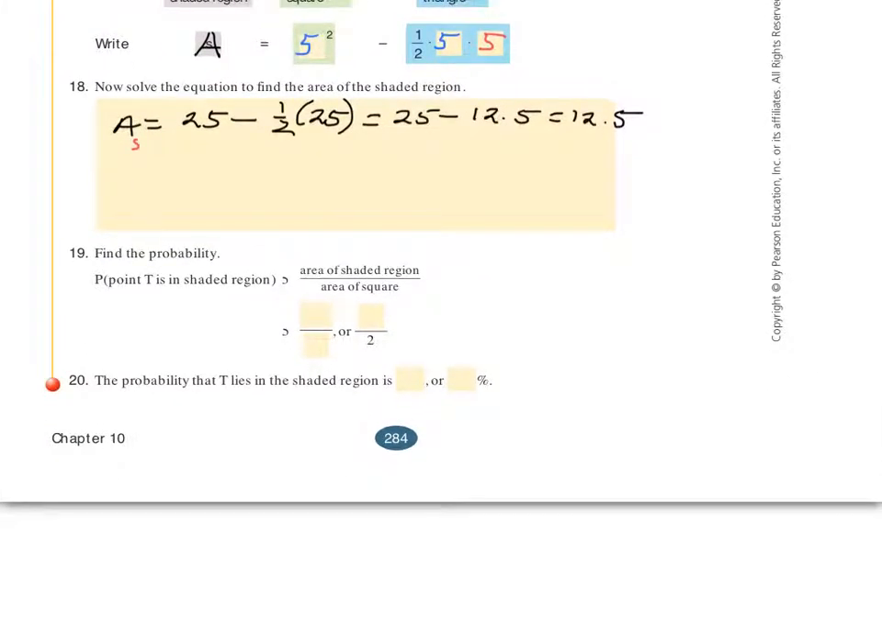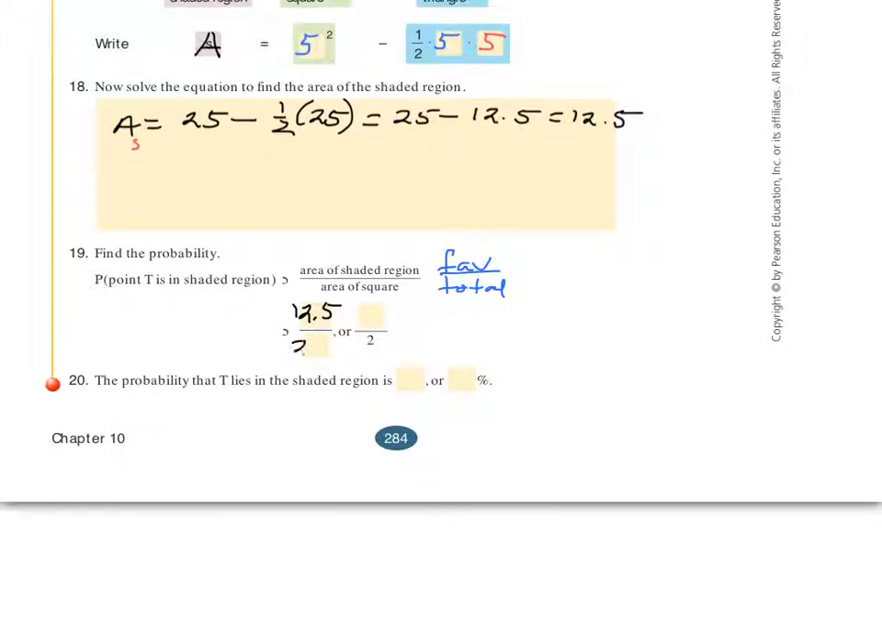So number 19, find the probability. If point T is in the shaded region, remember our favorable is the shaded region, and our total region is the area of that square. So the area of the shaded region is what? 12.5, which you can't have a decimal and a fraction, so we'll deal with that in a minute. Over the area of the total, what's the area of the square?